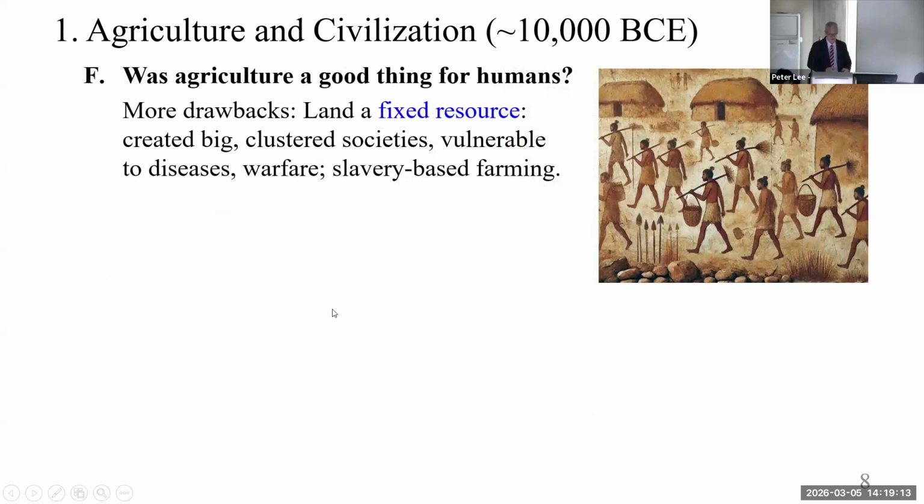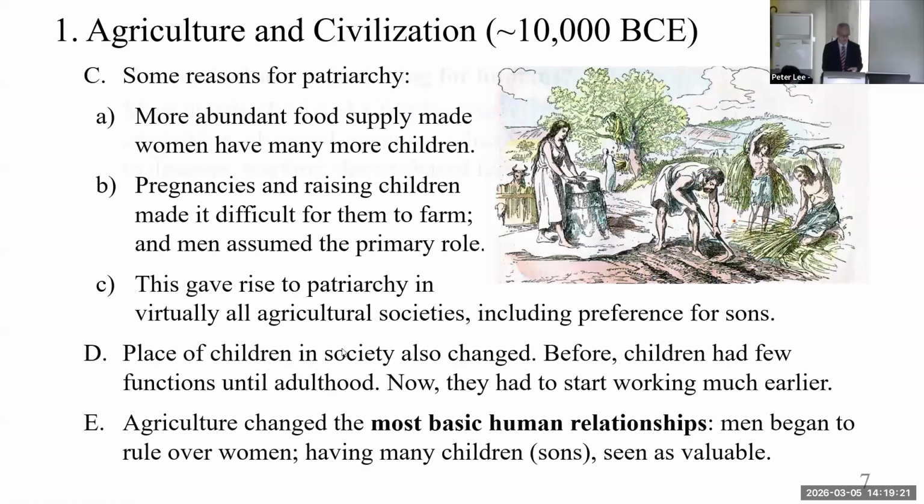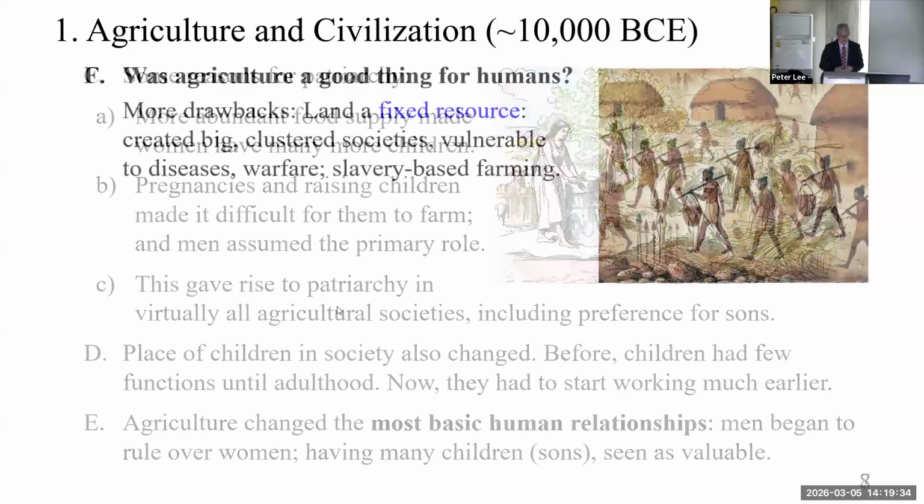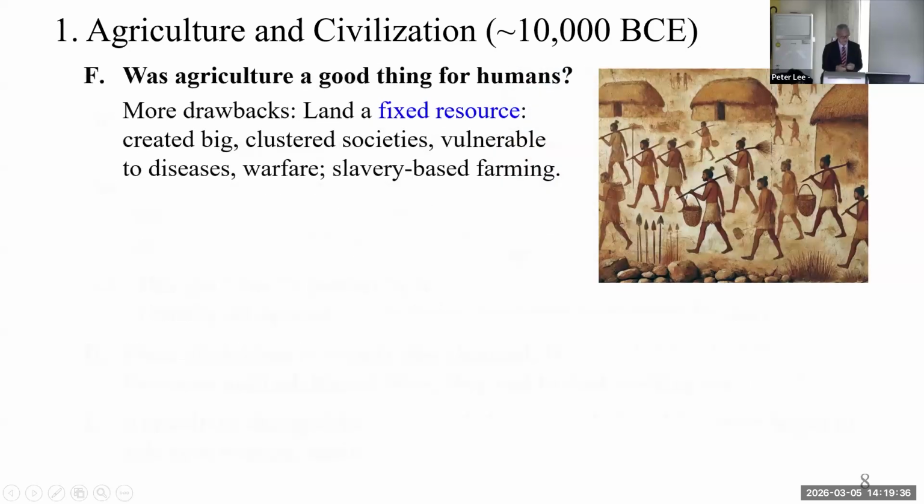So, was agriculture a good thing for humans? So again, this is referencing Professor Stearns. We just went through talking about how agriculture, especially in terms of gender relations, produced a lot of negatives. And here are more negatives of agriculture, more drawbacks.